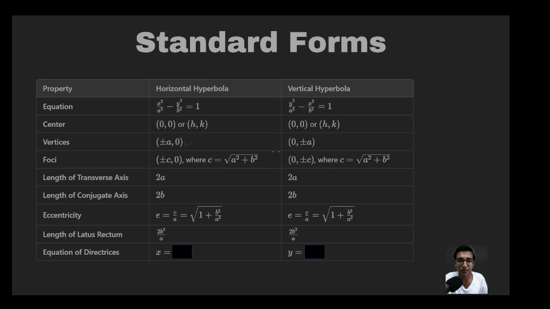The vertices become plus minus a comma 0, and 0 comma plus minus a. Length of transverse axis, conjugate axis, eccentricity, length of latus rectum, all these things are same. Equation of directrix for horizontal would become plus minus a by e, and here this would become plus minus a by e. It is same. The only thing is that the coordinates and the axis we are changing for both the hyperbolas. X becomes y and y becomes x.